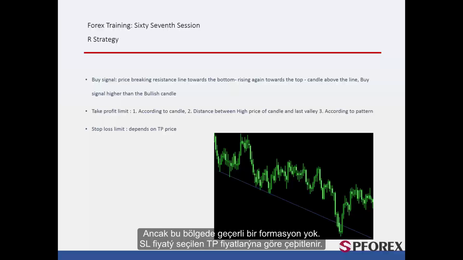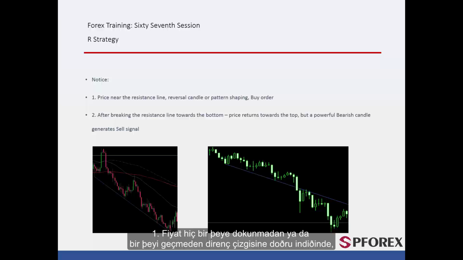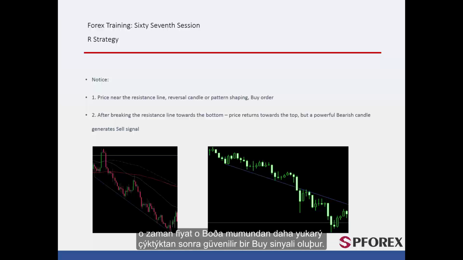However, there was no valid pattern on this region. SL price varied based on selected TP price. Significant notifications. 1. When price declines towards the resistance line without crossing anything, if a powerful bullish candle forms near a resistance line, then a powerful and reliable buy signal is generated after price goes higher than that bullish candle.